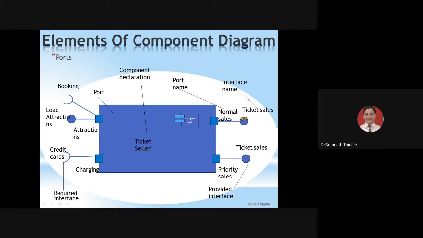This is the third part we are discussing regarding the component diagram. The first part, we have discussed what is a component. The second part, we have discussed the interface. Now the third part we are discussing, that is what? A simple port. So again, different types of ports are there.